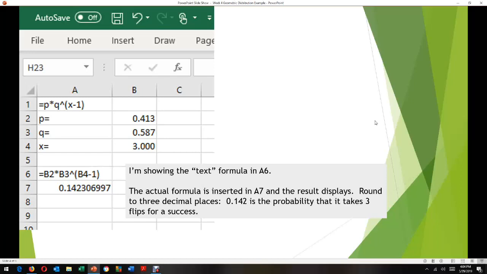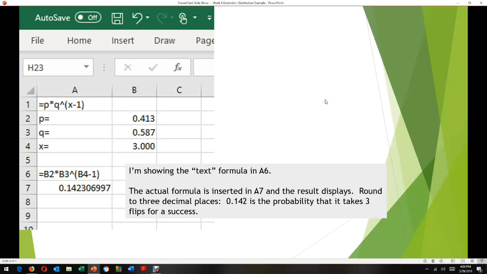Now the formula that we're going to use is actually embedded in A7, but I'm showing you what it is in A6. And I'm referencing cells. It's equal to B2, which is P, times B3, which is Q, raised to the x minus 1 power, B4 minus 1. Okay, now convince yourself that that is the formula. And then with that in cell A7, I get 0.142, and so on.